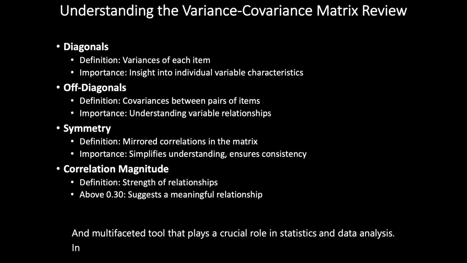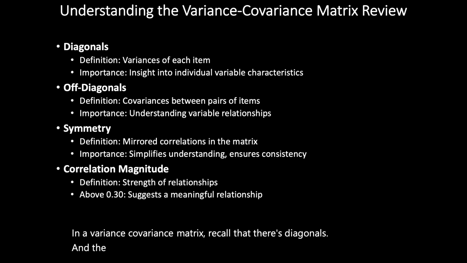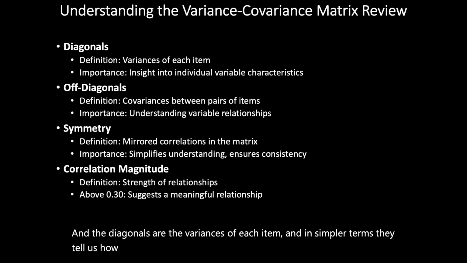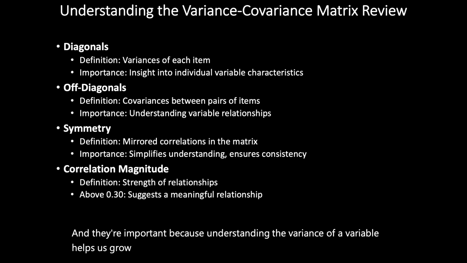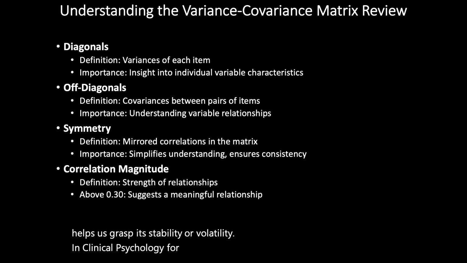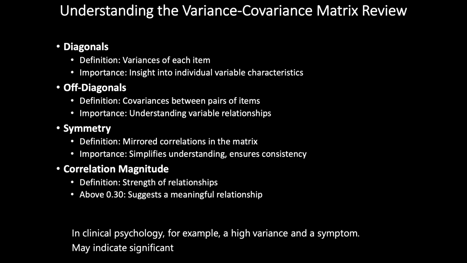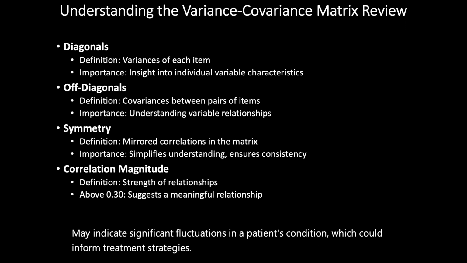In a variance covariance matrix, recall that there are diagonals, and the diagonals are the variances of each item. In simpler terms, they tell us how much a particular variable deviates from its mean. They're important because understanding the variance of a variable helps us grasp its stability or volatility. In clinical psychology, for example, a high variance in a symptom may indicate significant fluctuations in a patient's condition, which could inform treatment strategies.